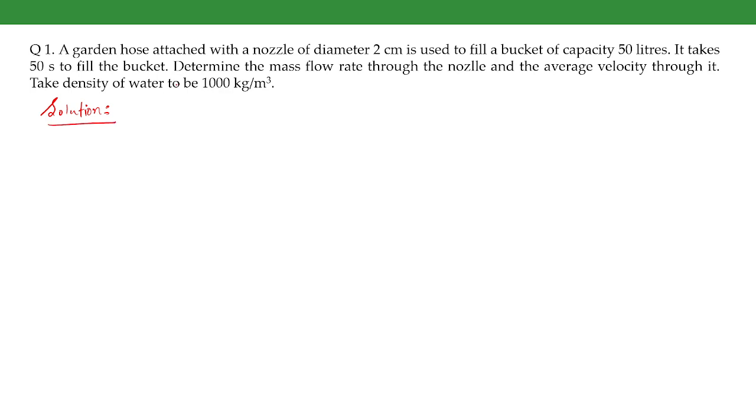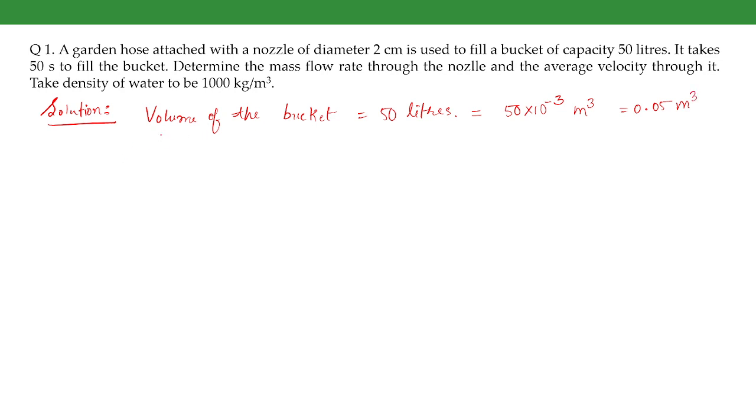So what is the volume of the bucket? The volume of the bucket is 50 liters. Okay. 1 liter is 10 to the power minus 3 meter cube. So we can convert it to meter cube by multiplying it with 10 to the power minus 3 meter cube. So it is basically 0.05 meter cube.